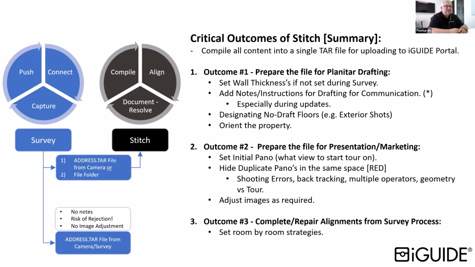Outcome number one is to prepare the file for drafting. So you can set wall thicknesses. If you're only scanning the interior of a building, you'd like to communicate, hey, this is a house, or this is a commercial property, and my exterior wall thickness is 6 inches. Put in that parameter so our drafting team knows what to draft. So, set wall thicknesses.